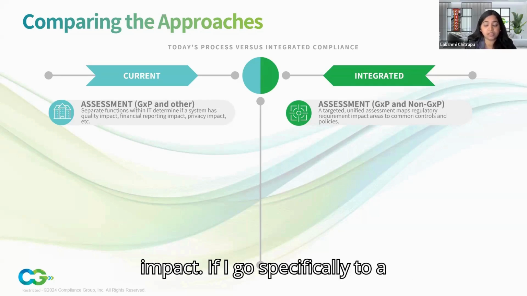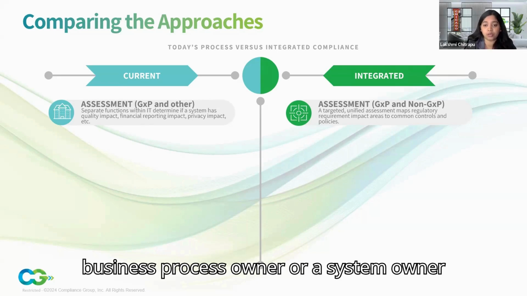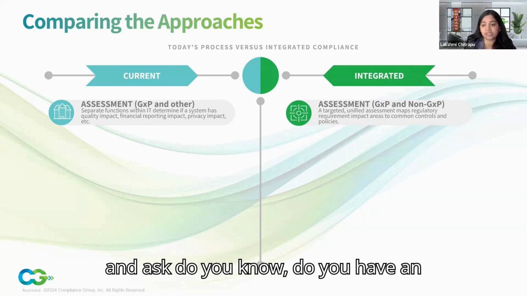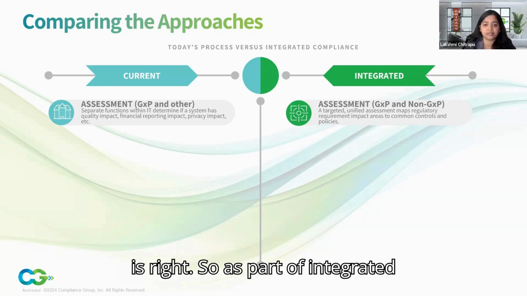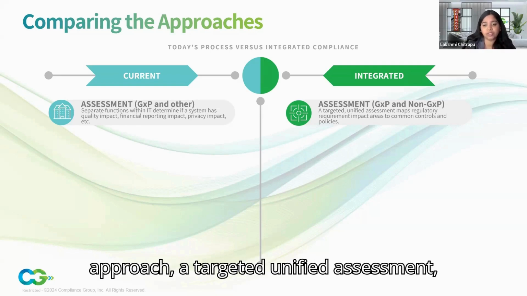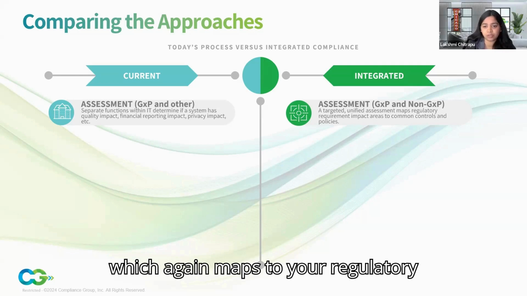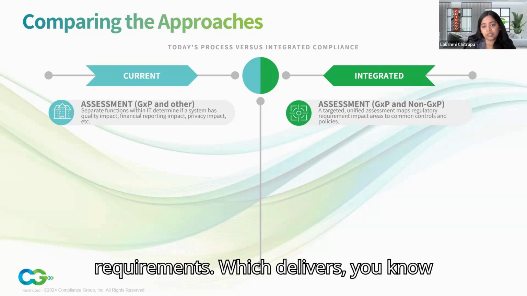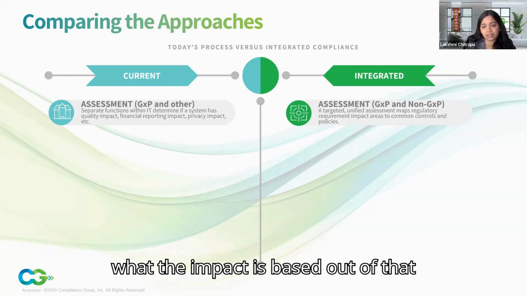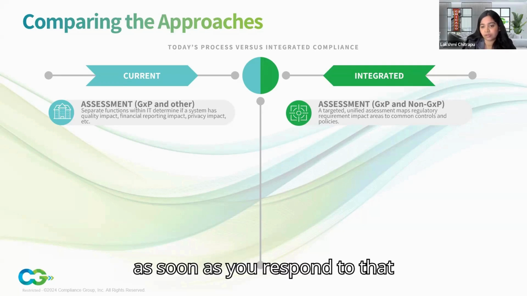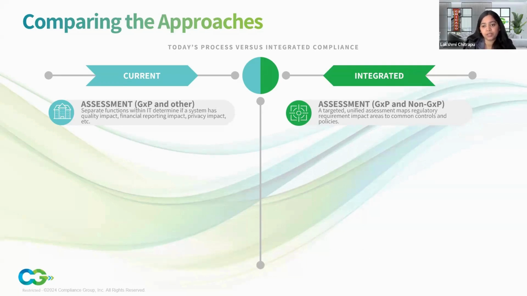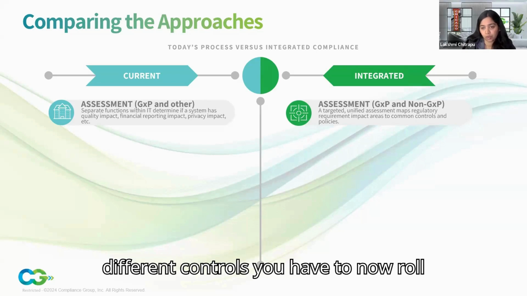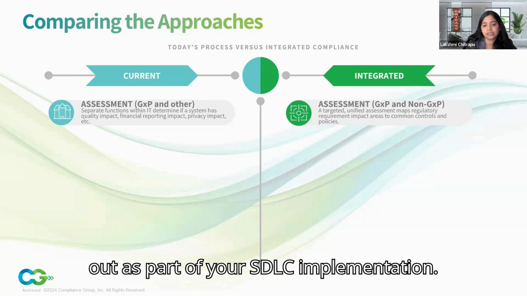If I go specifically to a business process owner or a system owner and ask, do you have an assessment? They were like, we don't know who did that, when they did it, where it is, right? So as part of an integrated approach, a targeted unified assessment, which again maps to your regulatory requirements, delivers what the impact is based out of that. As soon as you respond to that assessment, it will spit out what different controls you have to now roll out as part of your SDLC implementation.